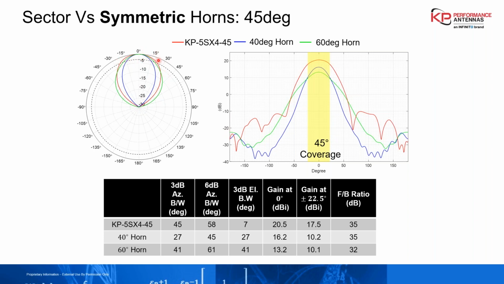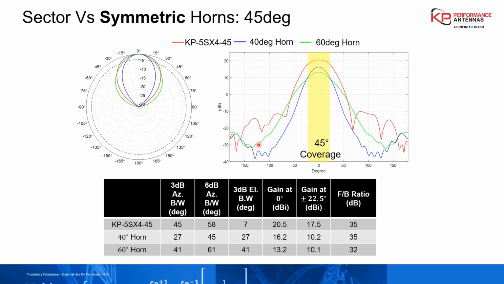But once you plot everything in terms of linear gain, so that this plot here is plotted with respect to the maximum gain of the antenna, you can see the sector in red is going to do much better, with higher gain over your intended coverage area than both of these horns. The side lobes are a little bit higher for our sector as opposed to both horns, but the front to back is almost equivalent.